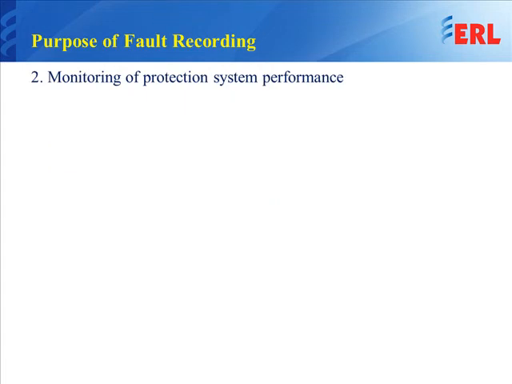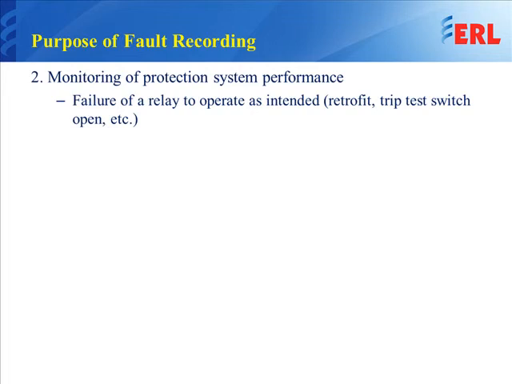The second purpose of fault recording is to pretty much monitor the power system performance during an operation. For example, the failure of a relay to operate as intended needs to be reviewed. Why certain relays did not operate as designed? The waveform oscillographic data captured by the relays and microprocessor DFRs will tell you exactly what happened.